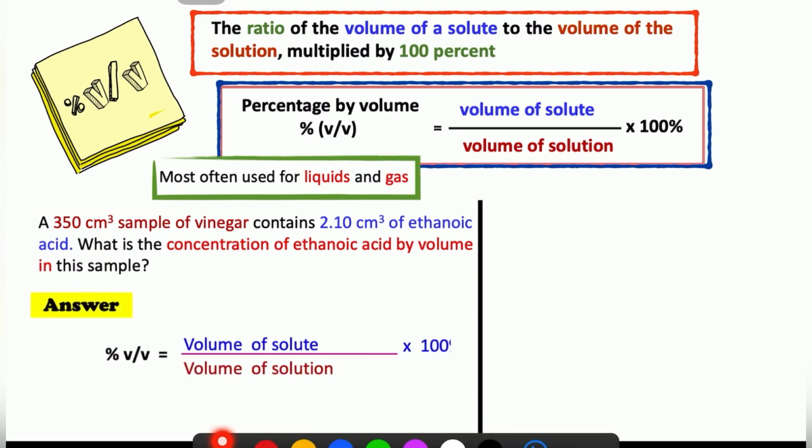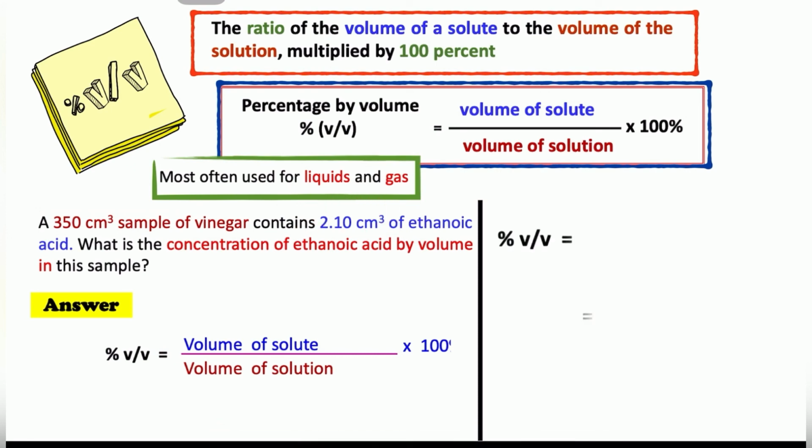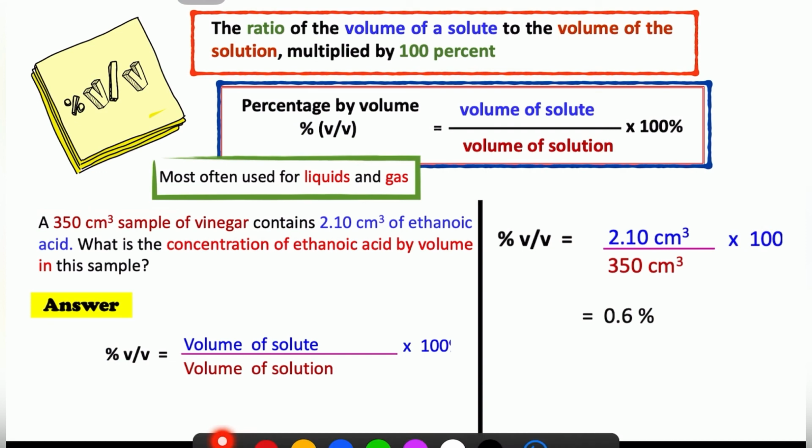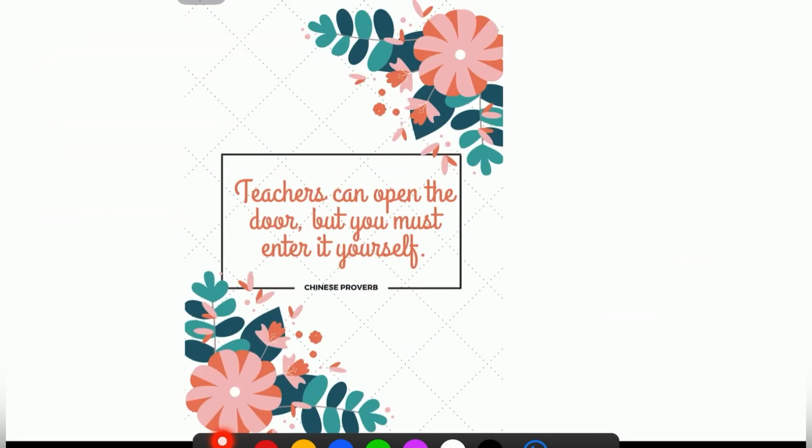By using the formula, given the volume of solute, this one 2.10 cm3 over 350 cm3, you will get the percentage by volume of 0.6%. You can use any unit of volume as long as the unit for the volume of solute is the same as the unit for the volume of the solution. Okay. That's all. Thank you.